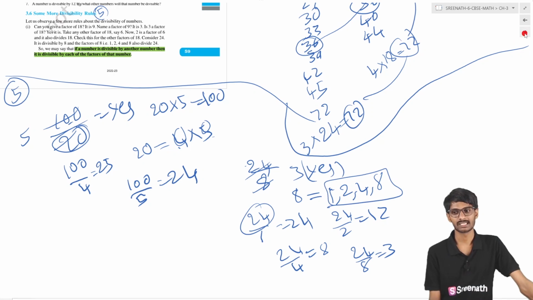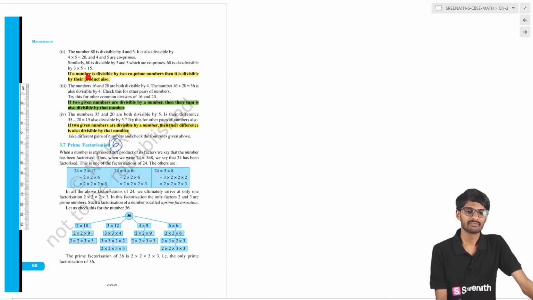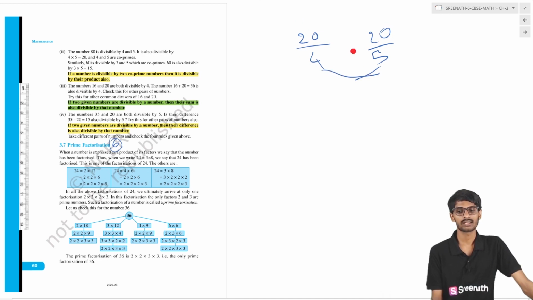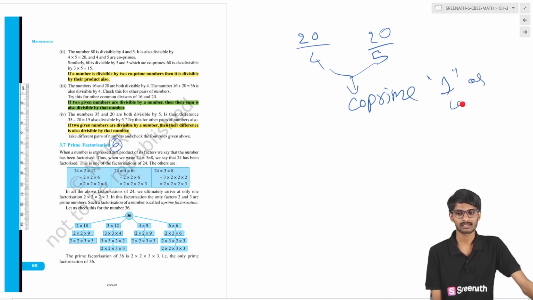So this is the one thing. The next thing is, if a number is divisible by two co-prime numbers, then it is divisible by their product also. Suppose for example we take 20. It is divisible by 4 and it is divisible by 5, and these two are co-primes. Co-primes means they have only one as the common factor.